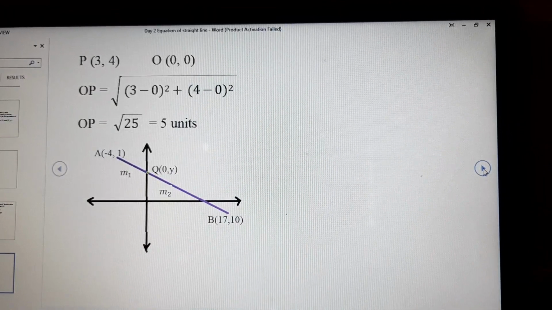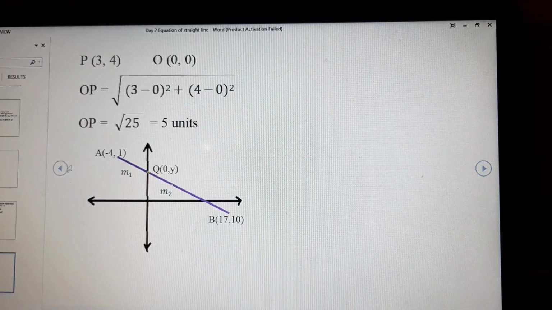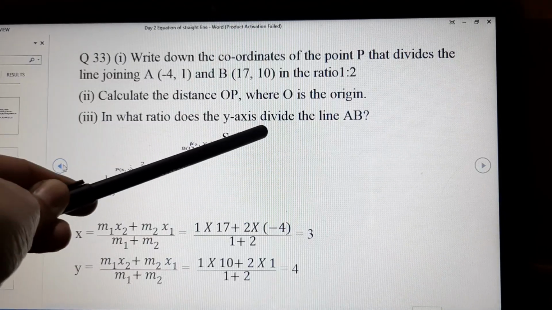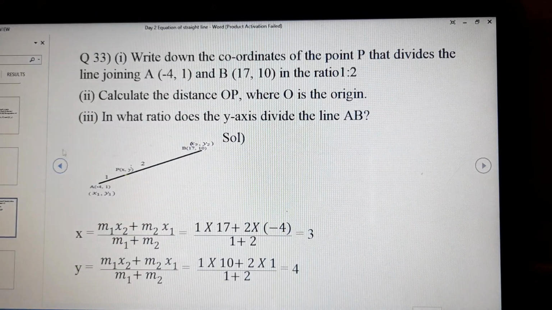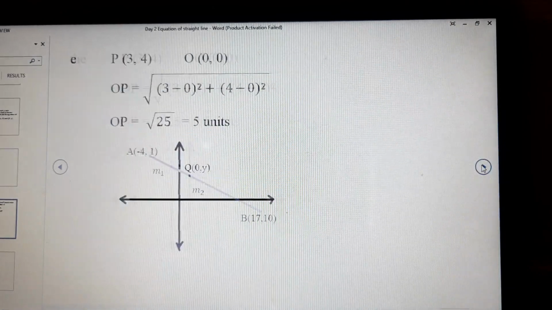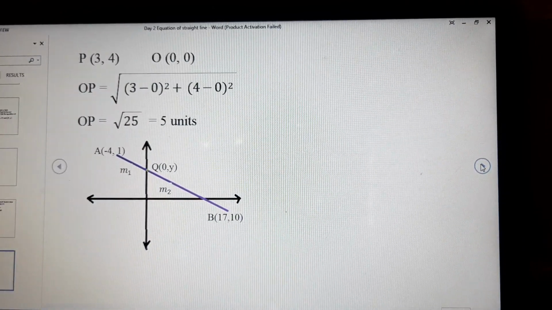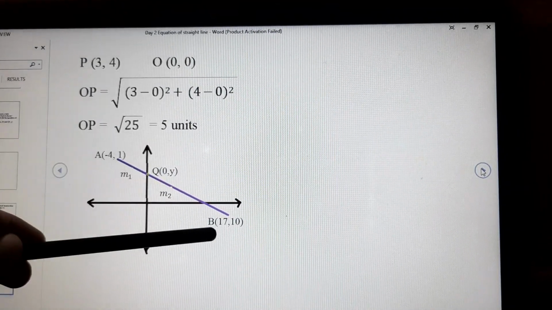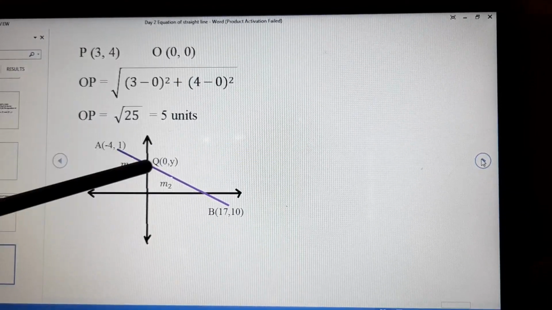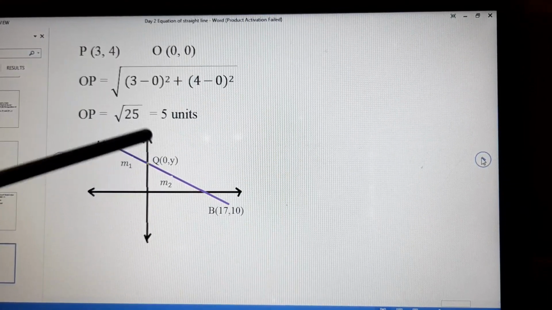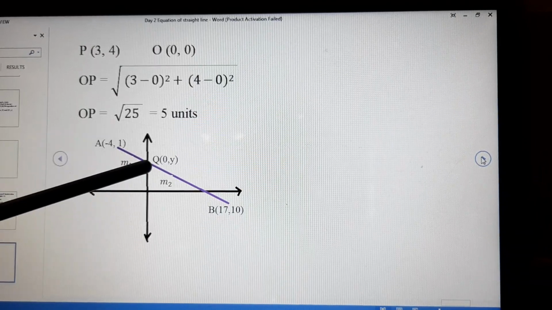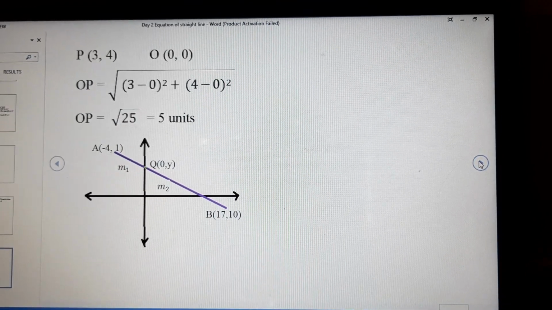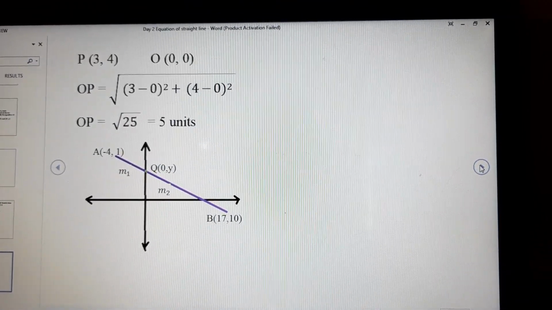Now they are saying that a point Q lies on, I'll read the question. In what ratio does the y-axis divide the line segment AB? If line segment AB is this, and the y-axis divides it, I have taken the intersection point of the y-axis and AB as Q. Its coordinates will be 0, y because it lies on the y-axis, so the abscissa will be 0. Clear? We have to find the ratio.